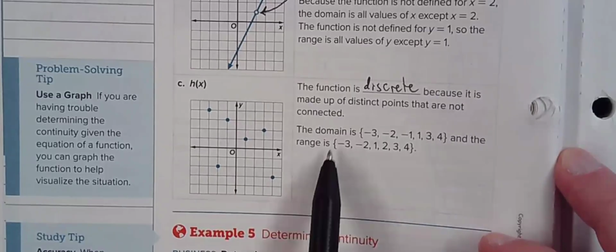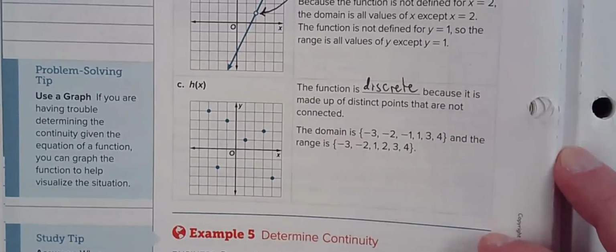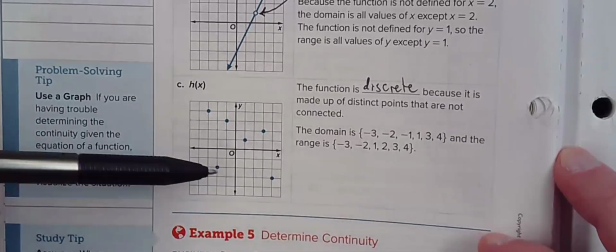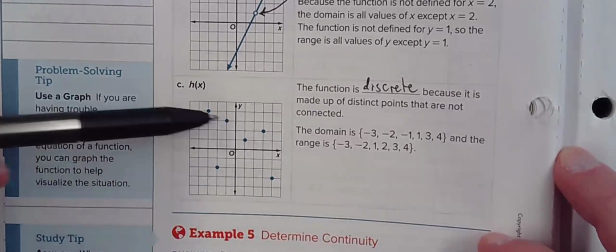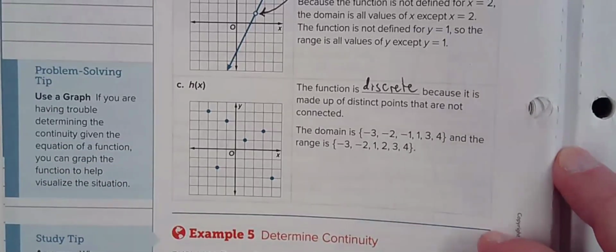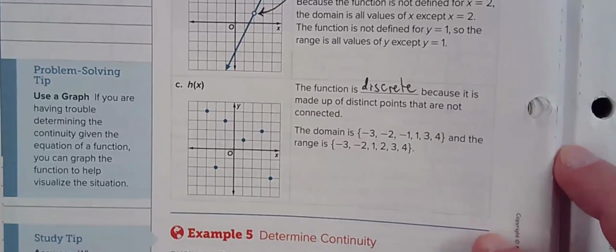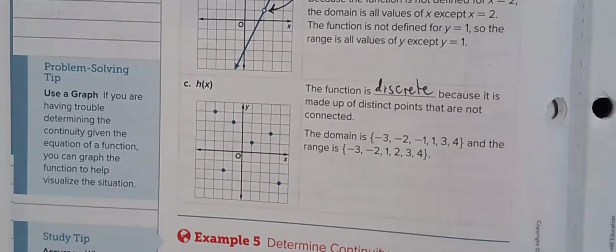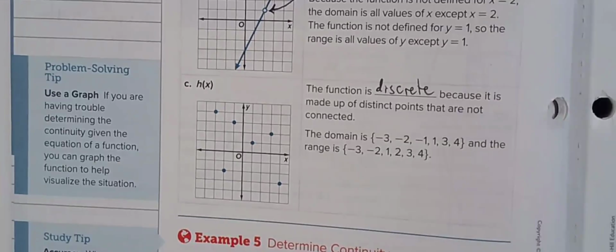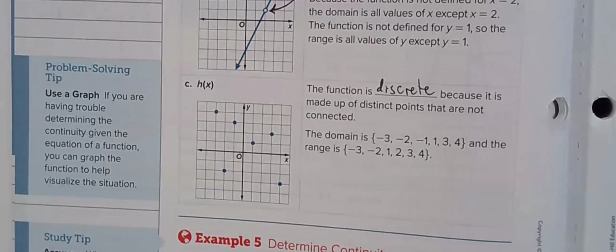The range are all of the y values. So down here at -3, then -2, then 1, 2, 3, and 4. So those individual values for x and y are the domain and the range. We're not going to specify anything to do with all real numbers because you can actually point to each number and say those are the numbers in the domain and those are the numbers in the range. Any questions about continuous versus discrete? Good so far? All right.